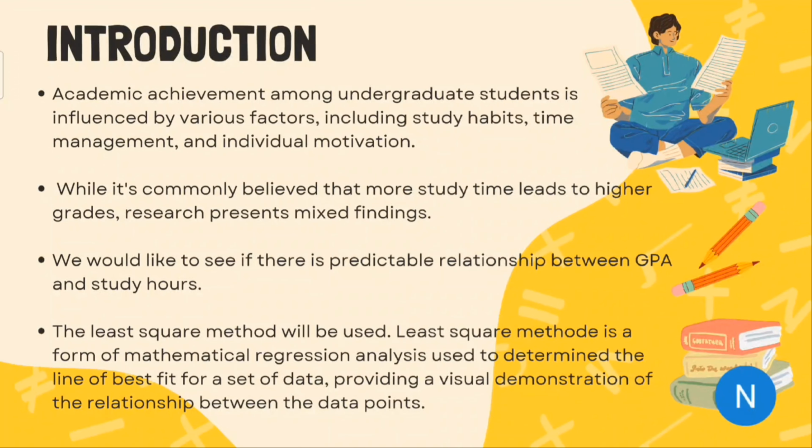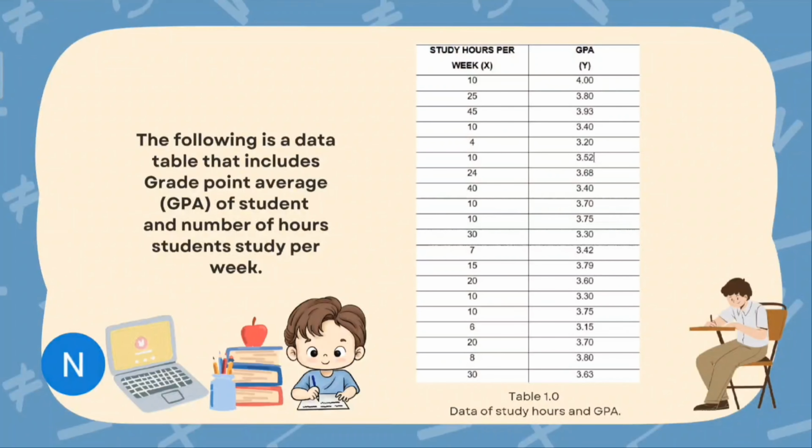Least square method is a form of mathematical regression analysis used to determine the line of best fit for a set of data, providing a visual demonstration of the relationship between the data points. Next, the following is a data table that includes the grade point average, GPA, of students and the number of hours students study per week.